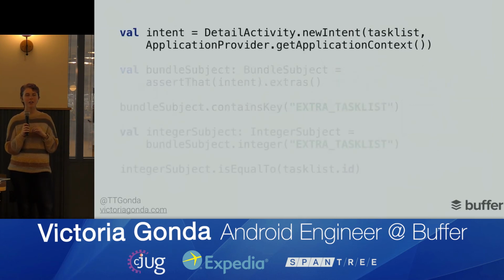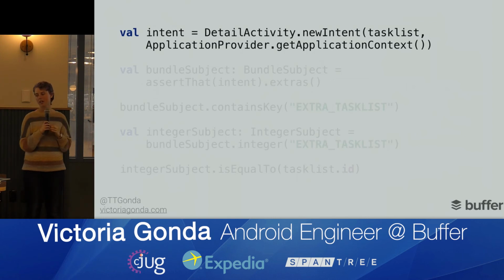This calls the method on the detail activity to get the intent we want to perform our tests on. We'll be testing that this method builds the intent correctly. Notice that we're using the application provider that I mentioned earlier to get the application context to pass in as a parameter.